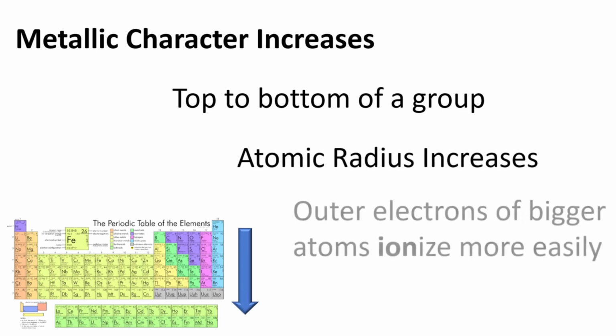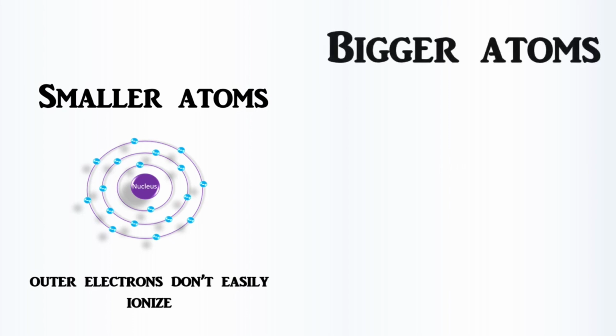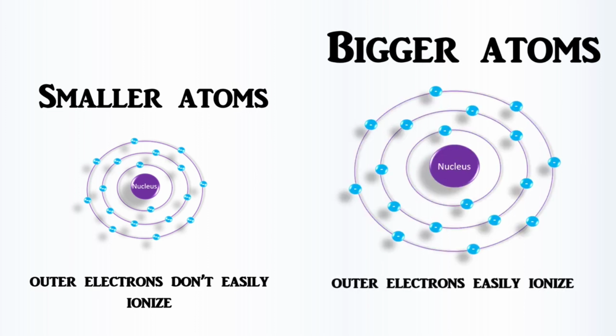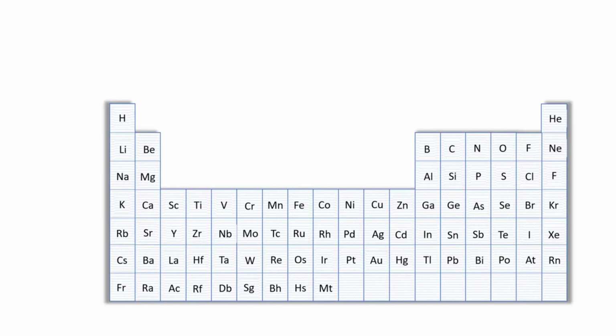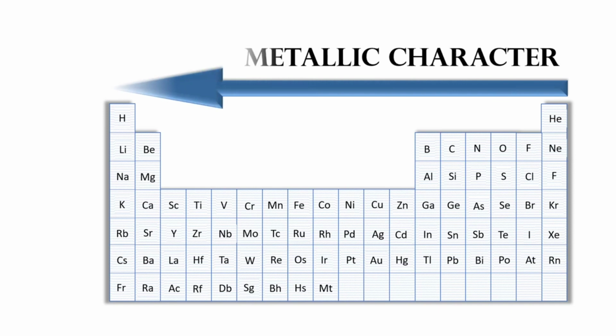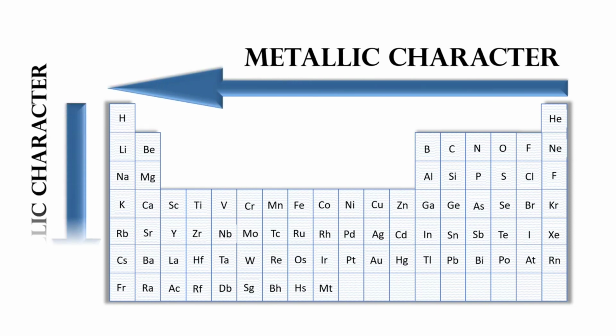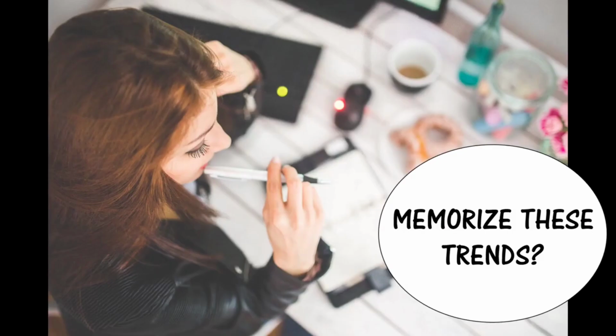But as you go down the group, the metallic character will increase, is it not? Why? Yes, because atomic radius increases, is it not? Outer electrons of bigger atoms ionize more easily, is it not? Yes. Atoms with smaller size have low ionization ability because of the strong attraction between the outer electron and the nucleus. Unlike those bigger atoms that have less attraction between the nucleus and the electron. So generally, if we move from right to left of the periodic table and then from top to bottom, then the metallic character will increase, is it not?